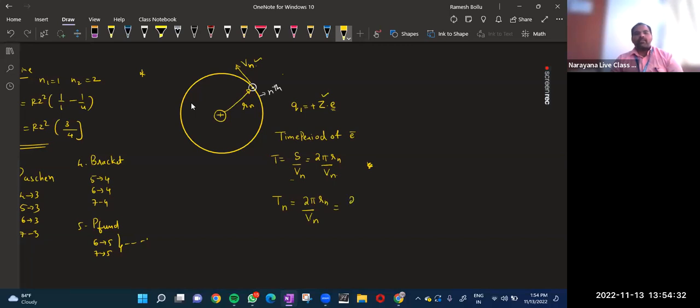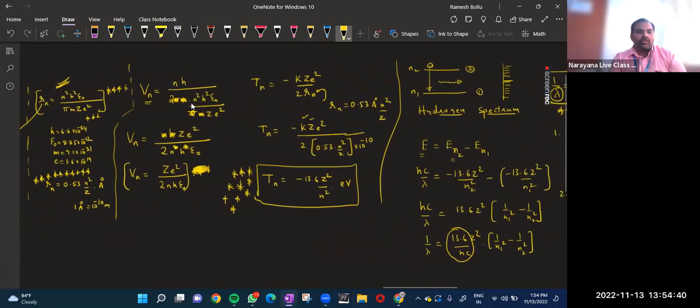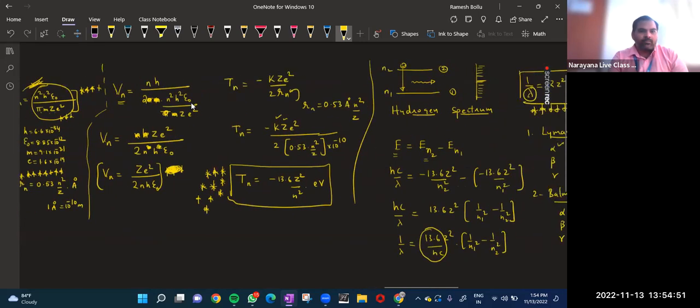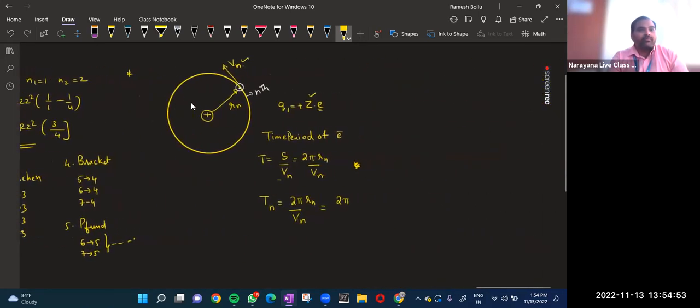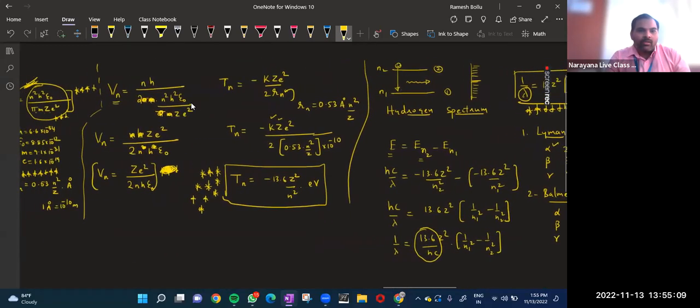Yesterday I told you the radius of the nth orbit formula. r_n equals n square h square epsilon naught divided by pi m Z e square. Correct or not? Here you should not take it like that. n square, h square, epsilon naught, whole divided by pi into m into Z e square. Say yes or no? Understood, everyone?